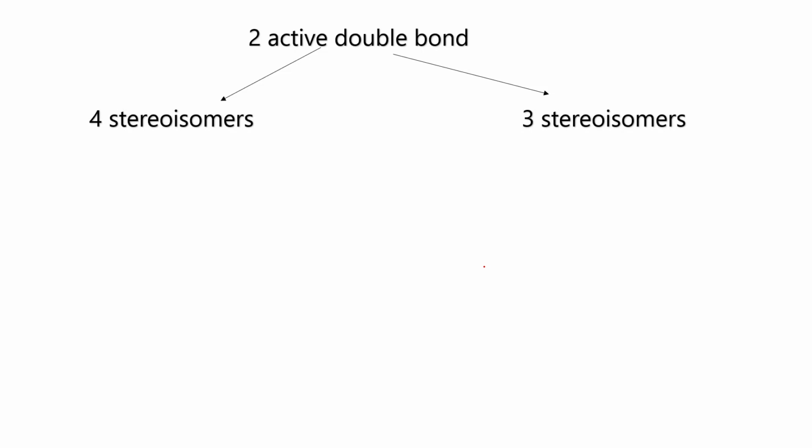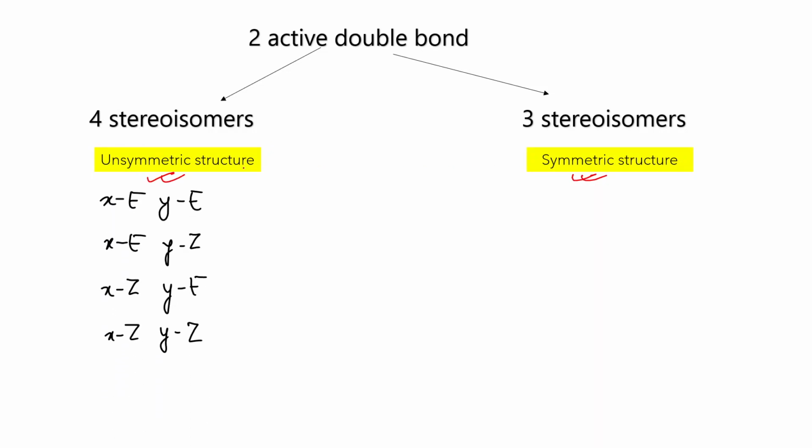So what has happened with 2 active double bonds? Let's summarize. We get either 4 stereoisomers or 3 stereoisomers. 4 stereoisomers in the unsymmetric structure and 3 stereoisomers in the symmetric structure. And this is like of the format, like you have some numbers to represent where the double bond is, and these numbers are unique because the structure is unsymmetric, and then you have this kind of 4 stereoisomers.